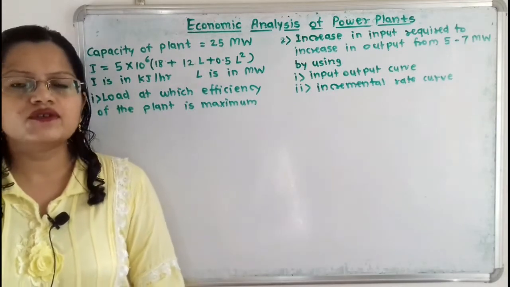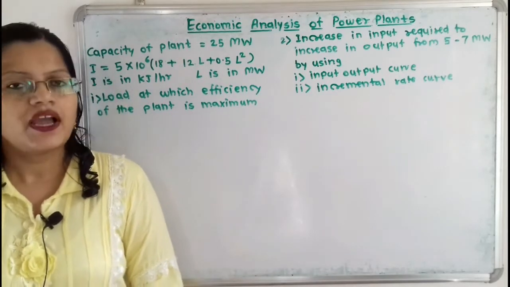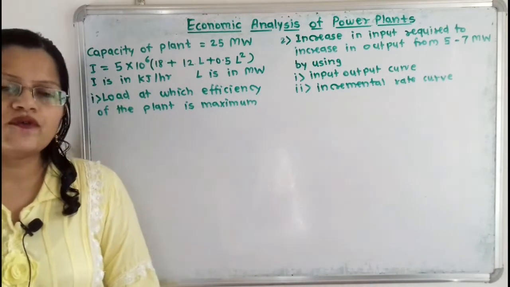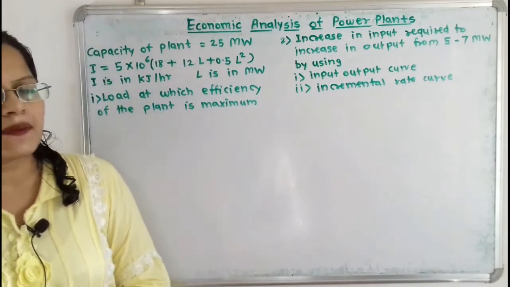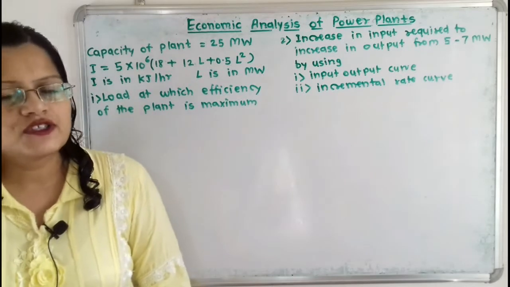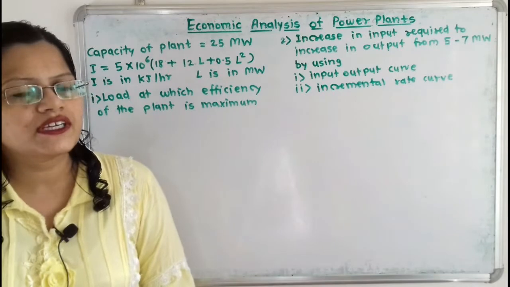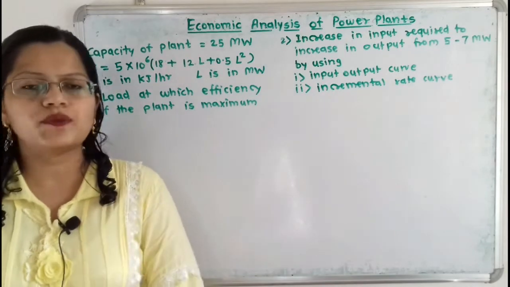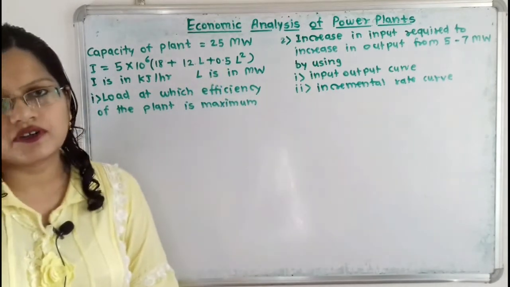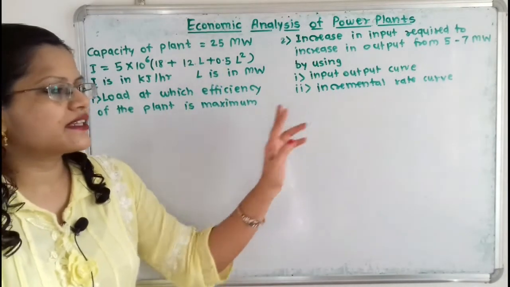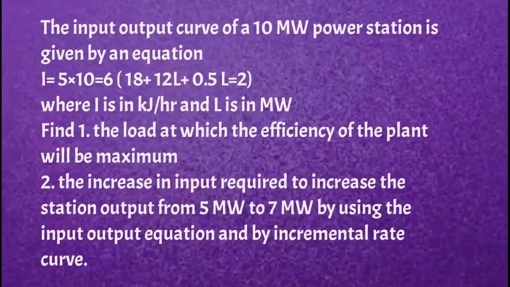Today we are going to solve a problem on economic analysis of power plant. In this video, we are going to find out what is the load at which efficiency of the plant is maximum. We are also going to calculate the increase in input required to increase the output by using two methods. First method is from a given input-output curve and second method is incremental rate curve. Now first I will read what is the given problem.